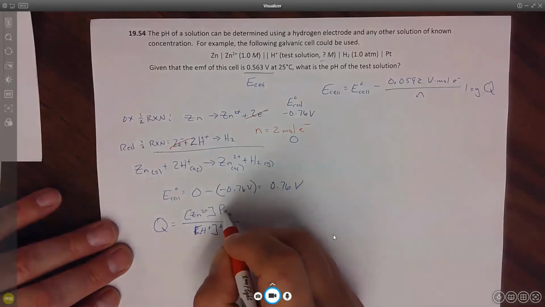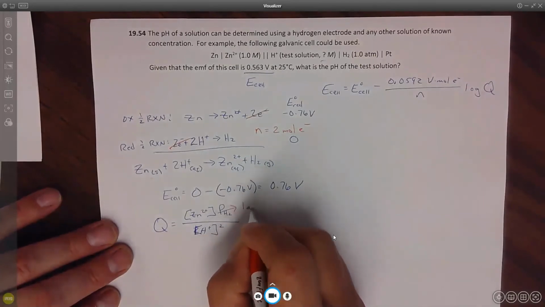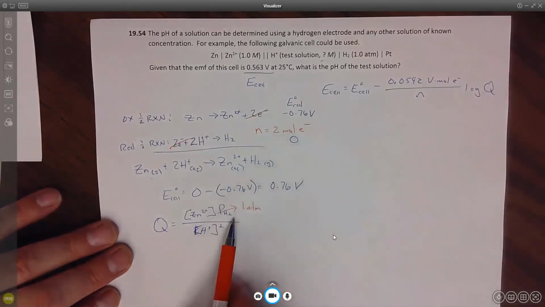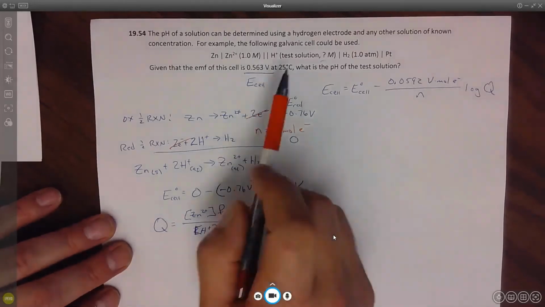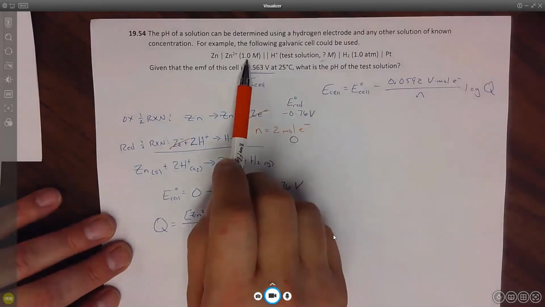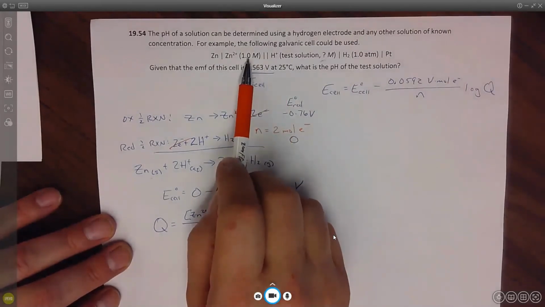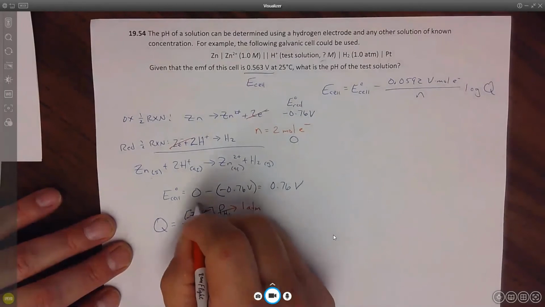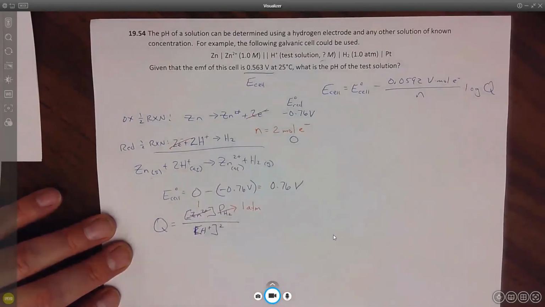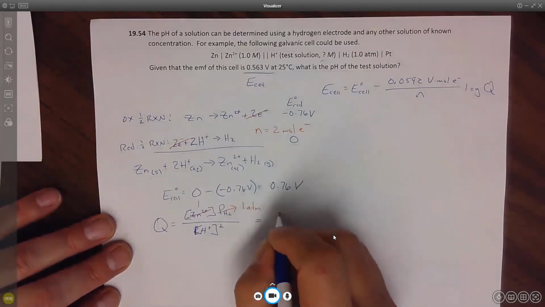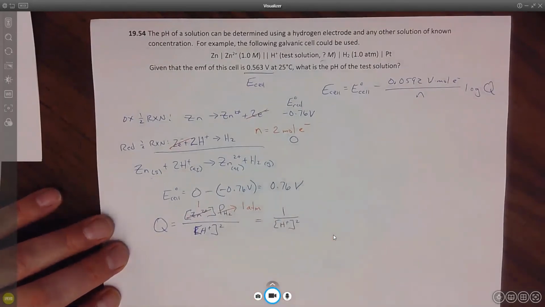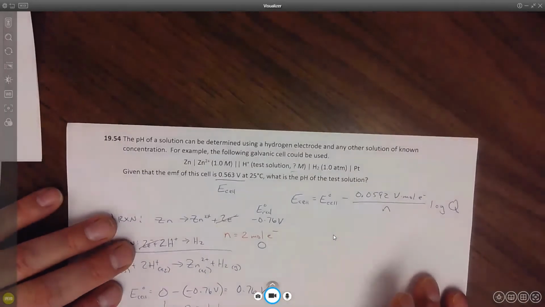Now, remember, we always assume that we are keeping this at 1 atmosphere, so this ends up just being 1. It's a constant, so it's not changing, so that's why we can do this, and it doesn't really matter, okay? The zinc was given to us as 1 molar, so this ends up being 1 as well. So really all we have is this then. So this basically ends up being 1 over the hydrogen ion concentration squared.